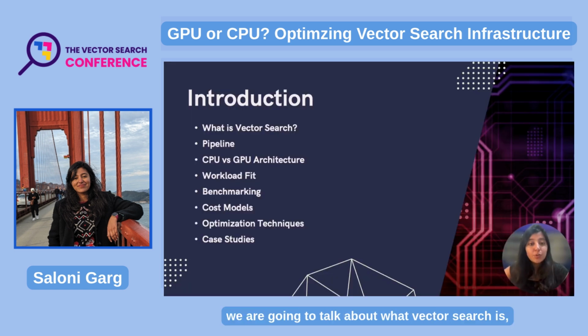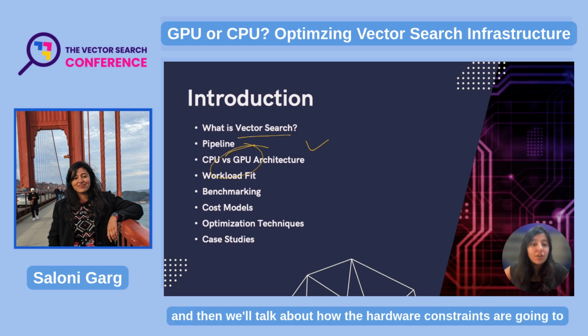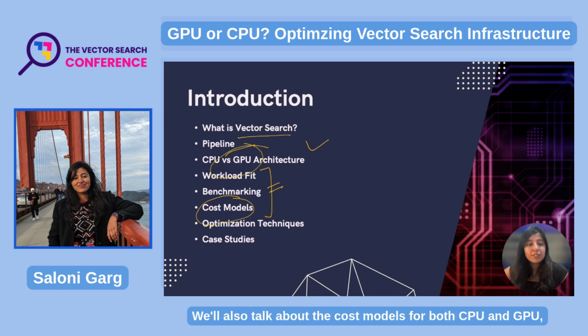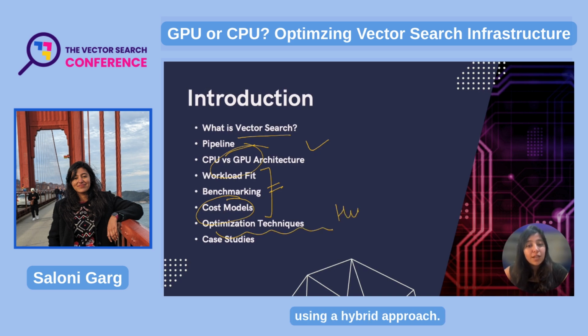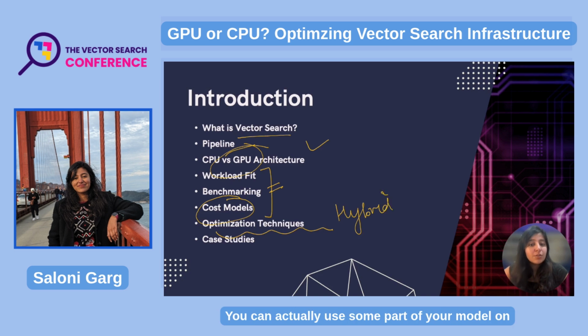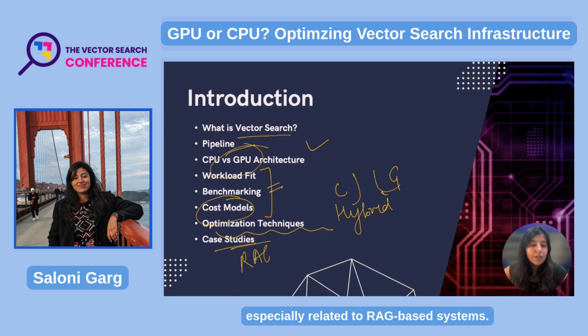In this presentation, we are going to talk about what vector search is, what a pipeline normally looks like, what CPU versus GPU architecture is in general, and then we'll talk about how the hardware constraints are going to interact with your algorithm choices for your specific model. We'll also talk about the cost models for both CPU and GPU, and then the optimization techniques for using a hybrid approach. You can actually use some part of your model on CPU and some part on GPU, and then we'll talk about some case studies especially related to RAG-based systems.